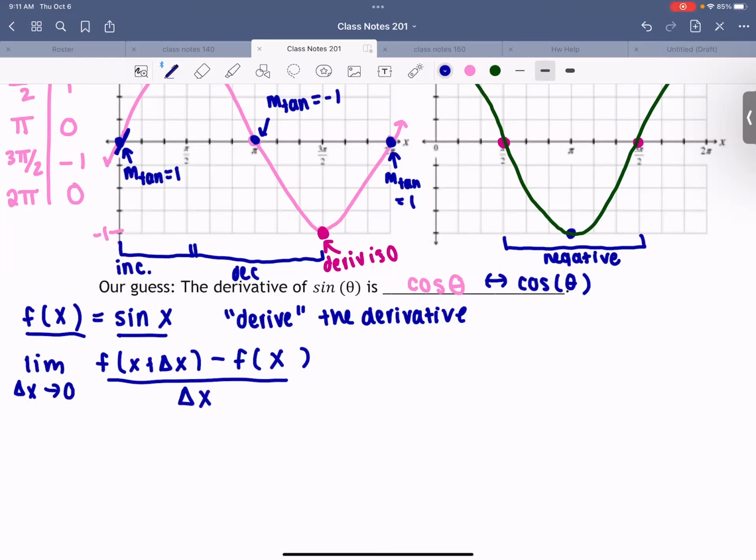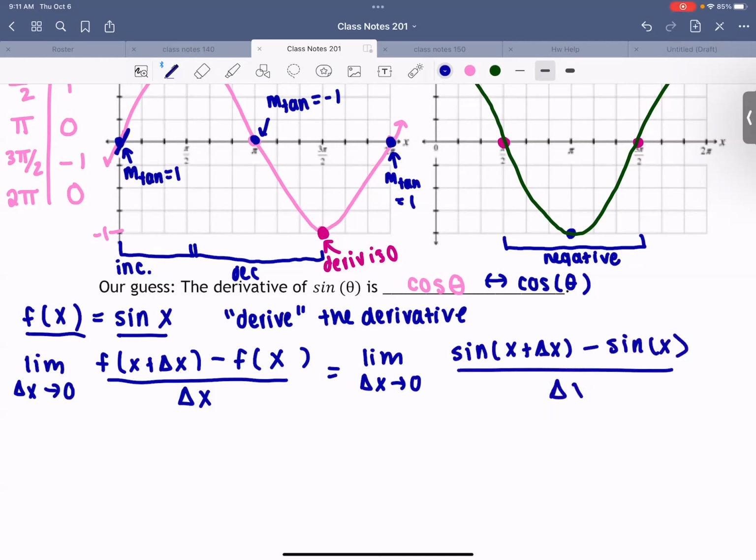Instead of writing f, I can write sine, right? Because f just means take the sine using our definition of our function. So instead of this, I'm going to write the sine of x plus delta x minus the sine of x, over delta x.